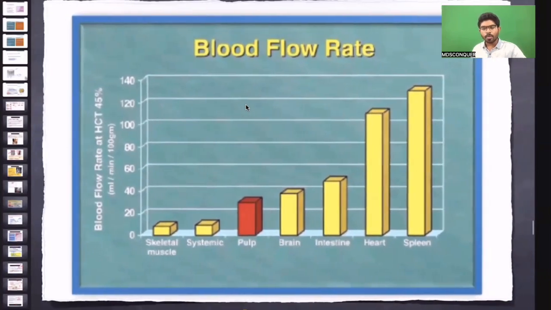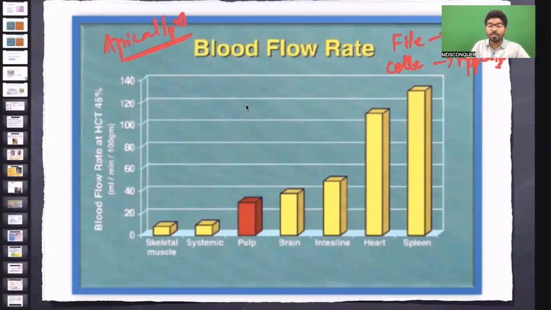Which part of the root is more prone for file separation? Very good, apical 1/3. Collagen is more in the apical 1/3. Which part of the root is more important for an endodontist? You divide it into 3 parts. Which part is more important for an endodontist? Yes, it is the apical 1/3. Which type of root fracture has the better prognosis? Yes, apical 1/3.